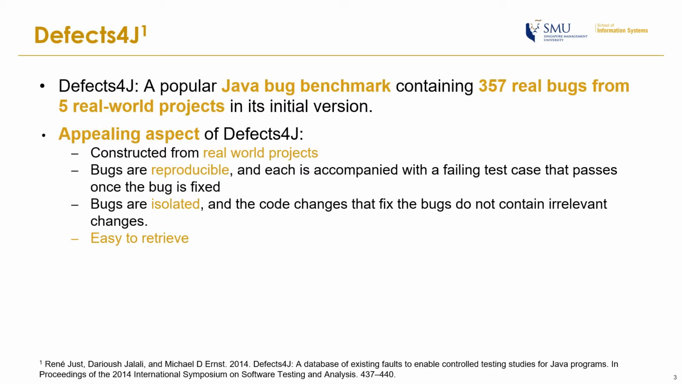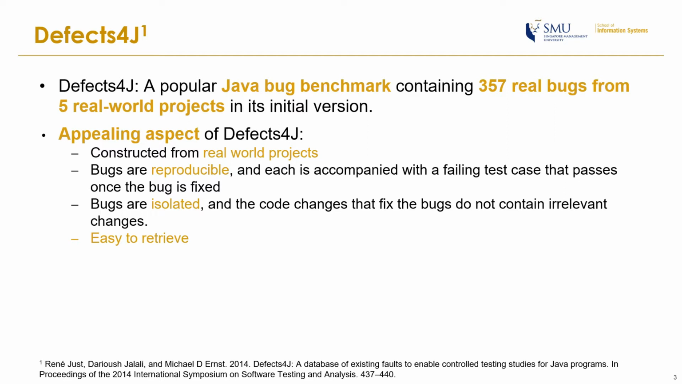Our work is inspired by Defects4J. Defects4J is a popular Java bug benchmark that in its initial version contained 357 real bugs from 5 relevant projects. There are several appealing aspects of Defects4J that make it popular.